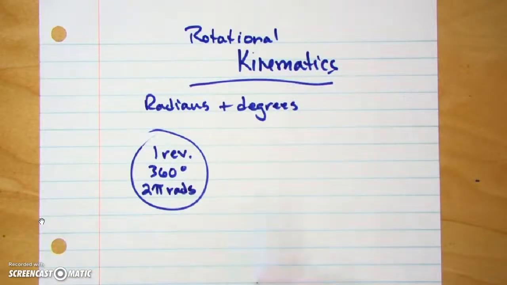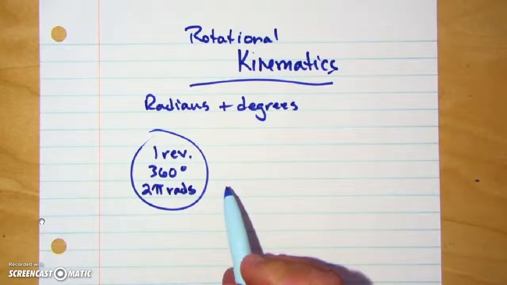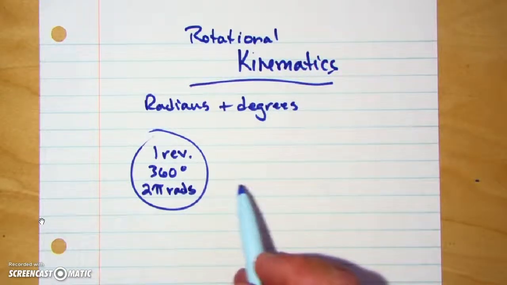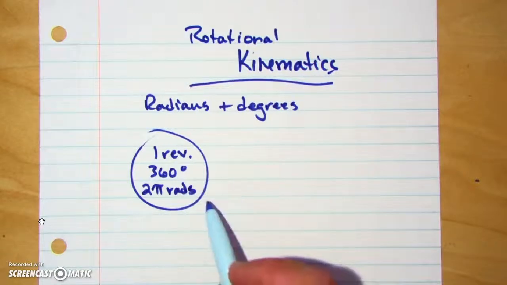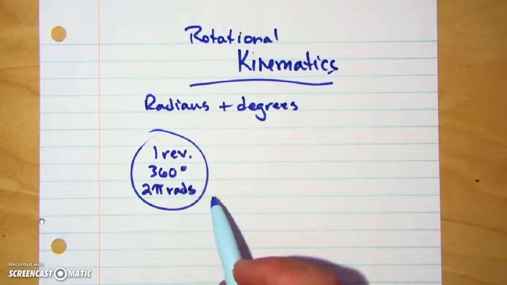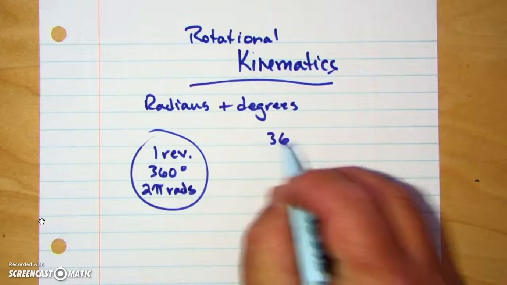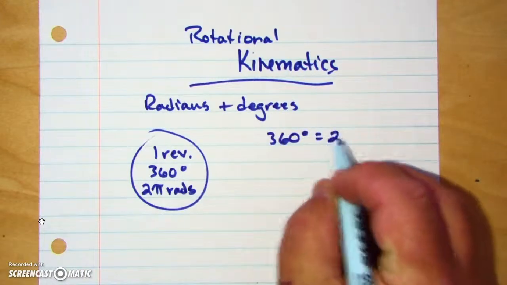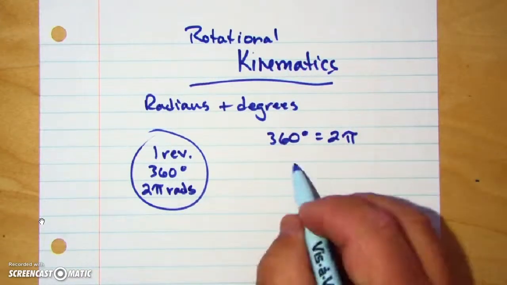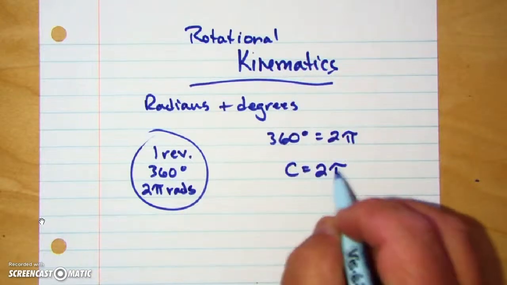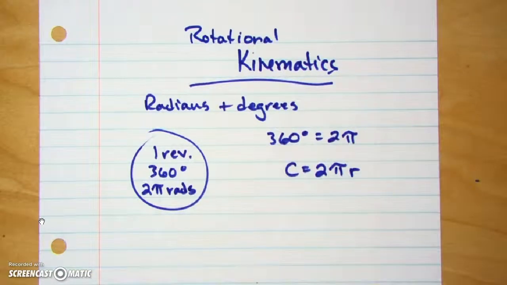Whenever we're talking about an angle of pi or pi over 2 or something like that, what we're actually talking about is part of the way around a circle. Remember, 360 degrees is equal to 2 pi. And of course, we also know that circumference is equal to 2 times pi times the radius. So those are going to help us a lot. So we'll have to be able to go back and forth.